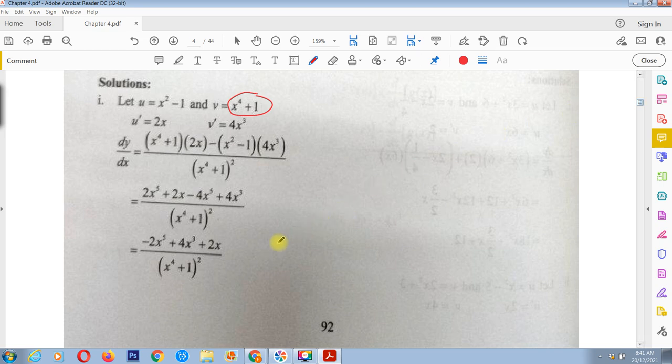Okay, and so we have this. After we simplify, here we have x to the power of 5, we have 2x to the power of 5. So 2x to the power of 5 minus 4x to the power of 5. So we will get negative 2x to the power of 5. So the rest we just copy paste. Okay.